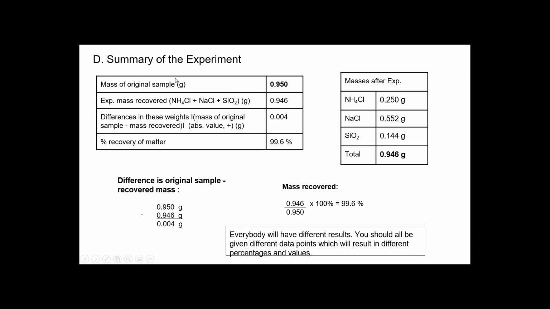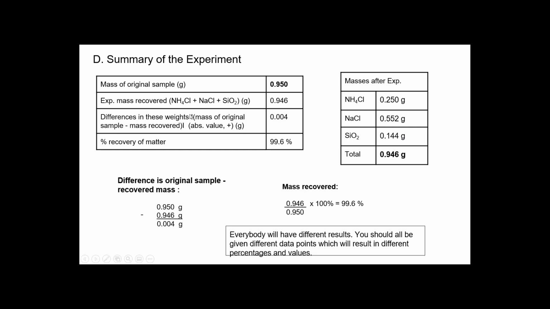D is a summary of the experiment. So here I have, there were no numbers on these, the mass of the original sample, which, remember I told you in black, these are things that would be asked for. Experimental mass recovered. That means you're adding up all the masses, and I broke it down over here so you can see. You have your mass of the ammonium chloride that you recovered, you have your mass of sodium chloride that you recovered, and you have your mass of sodium dioxide that you recovered. Add those up. That is what is being asked here.